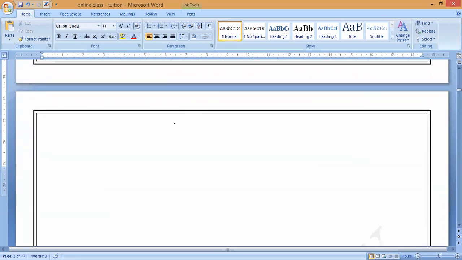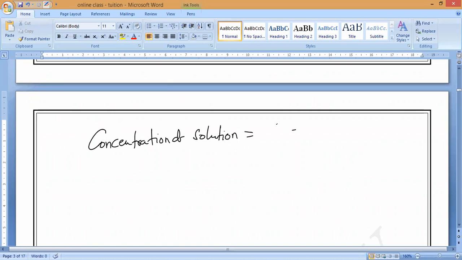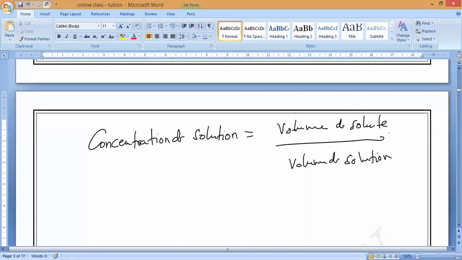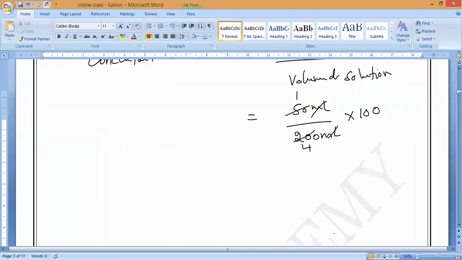Now, what is the concentration of solution? The concentration formula is volume of solute divided by volume of solution into 100. So substitute it: 50 ml divided by 200 ml into 100. The ml will get cancelled. So 1 by 4.